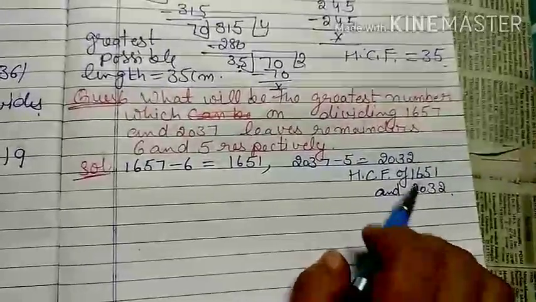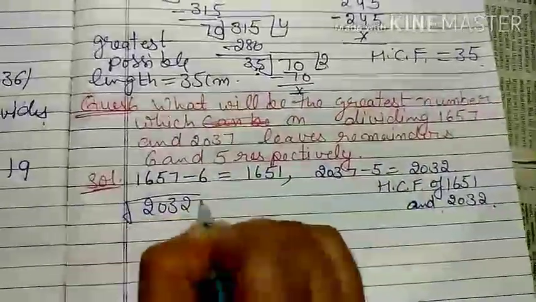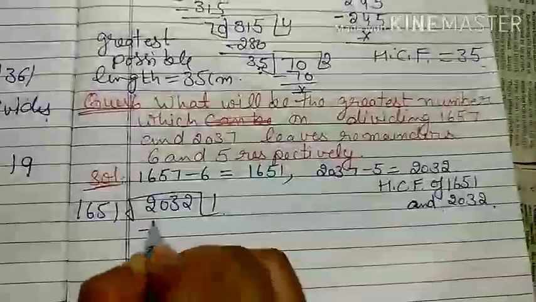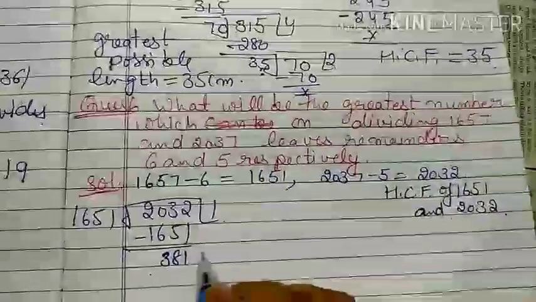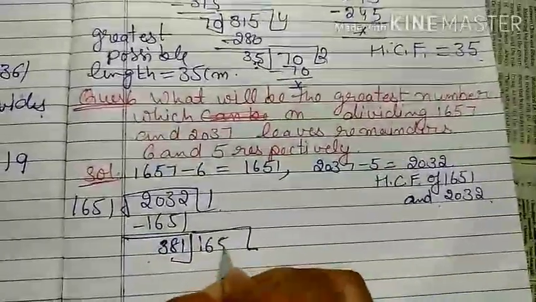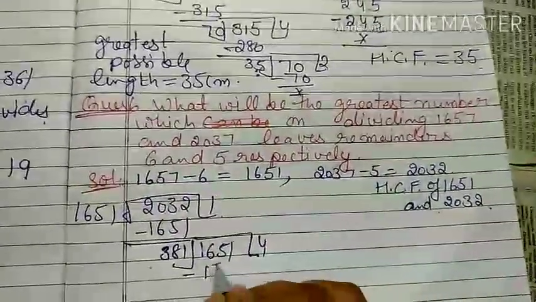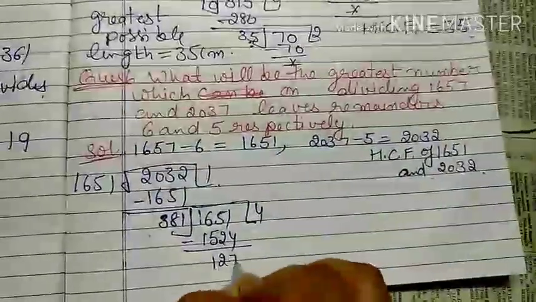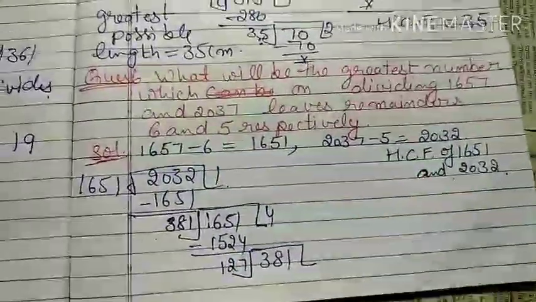Now you have to find the HCF of these exact numbers by the long division method. The bigger number will be your dividend and the smaller number will be your divisor. First, it goes on 1, 1651. After subtraction it gives me 381, and 381 becomes the divisor. 1651 becomes the dividend. Now you multiply by 4, which gives me 1524. So after subtraction you get 127, and 127 will be the divisor and 381 will be the dividend.